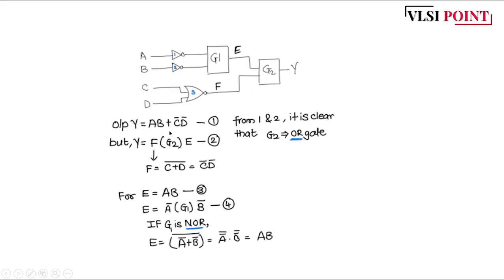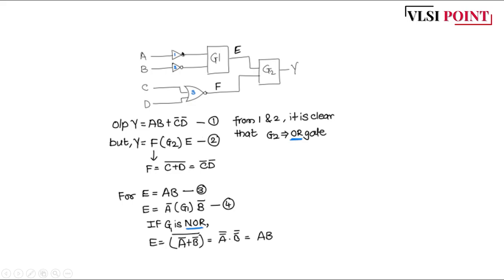So if you compare 1 and 2, it's very clear, right? F is nothing but C plus D bar whole bar, nothing but C bar D bar. So one of the terms we are getting is C bar D bar. Here it is clear, right? So obviously E should be AB, correct? So E is AB.